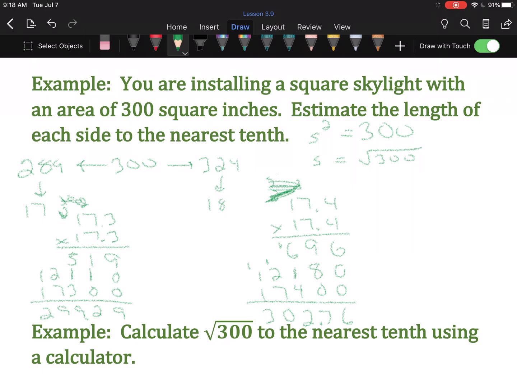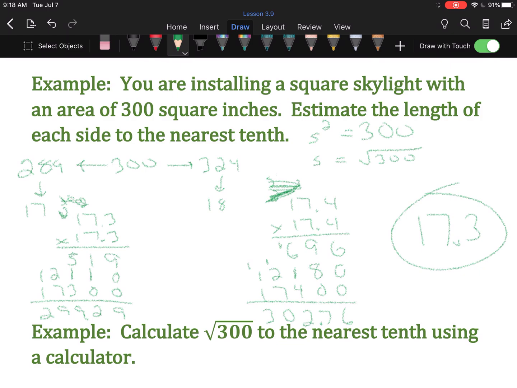Hey, that's bigger than 300. Great. I've got a number smaller than 300. I've got a number bigger than 300. That means I did correctly choose the two numbers to test. The question is, which one of these is the square root of 300 to the nearest tenth? So the question is, which one of these two numbers is closer to 300? Is it 299.29 or 302.76? I hope you're saying 299.29. That means the answer to the nearest tenth of an inch is that each side is 17.3.